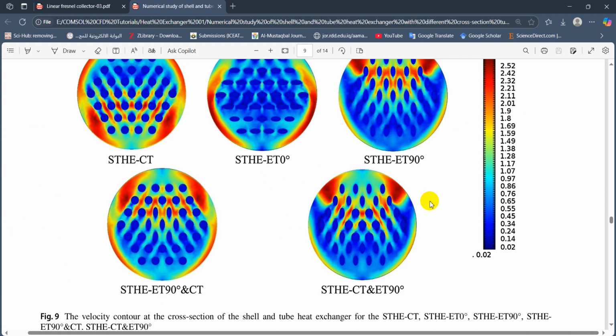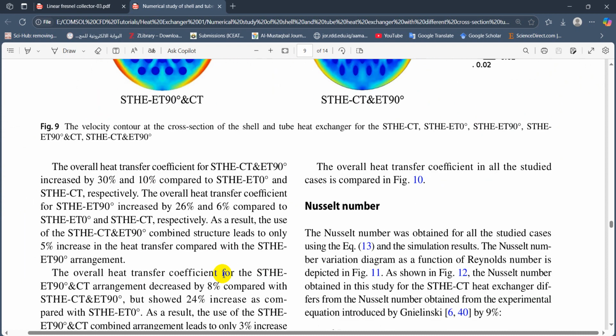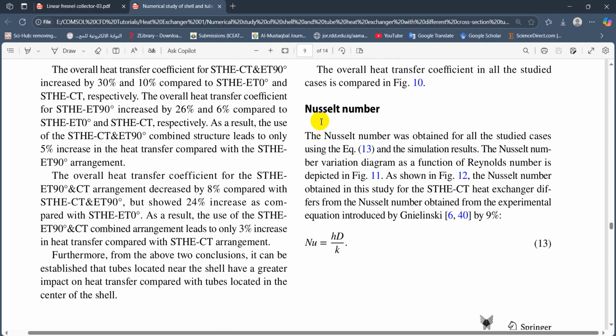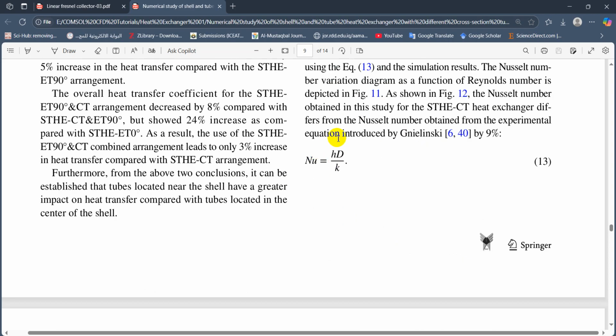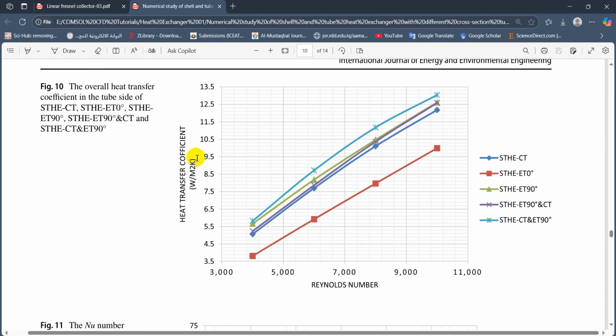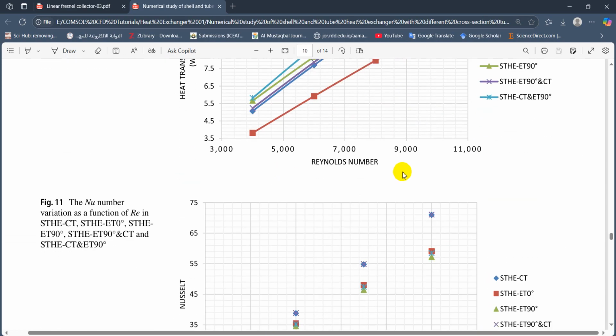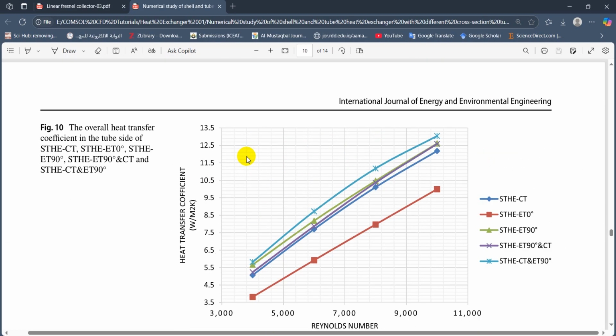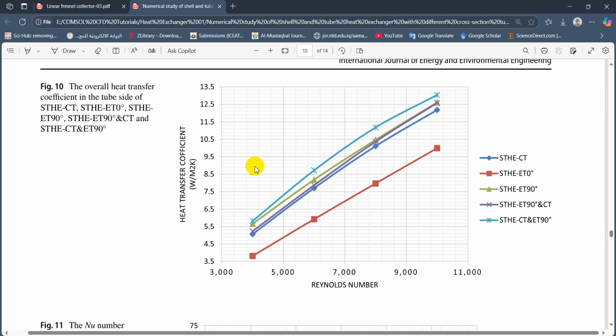So it is important in writing the paper to select the abbreviation in a professional manner. And this is how to calculate the Nusselt number, because the Nusselt number is the indication of heat transfer enhancement. So this is how to calculate the Nusselt number. And then when you read the paper, you will find the results, which are presented in a very professional manner.